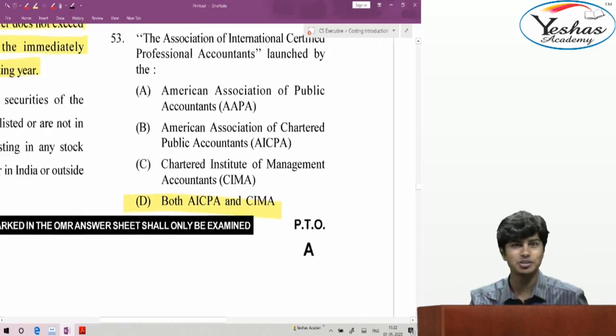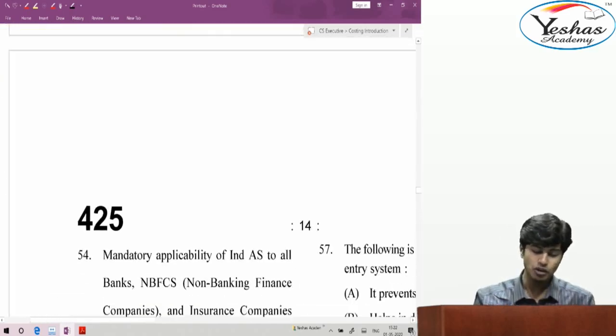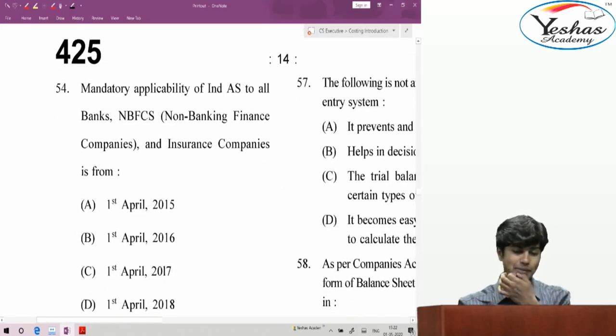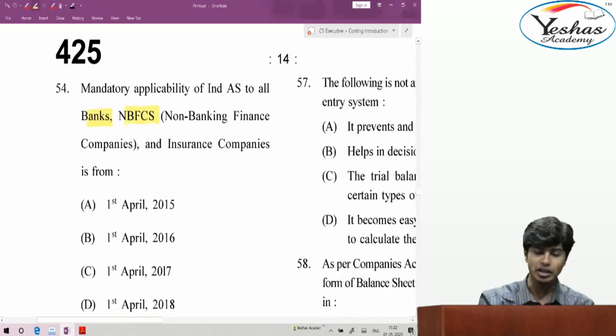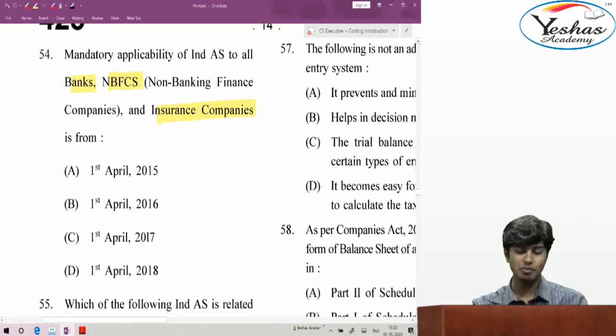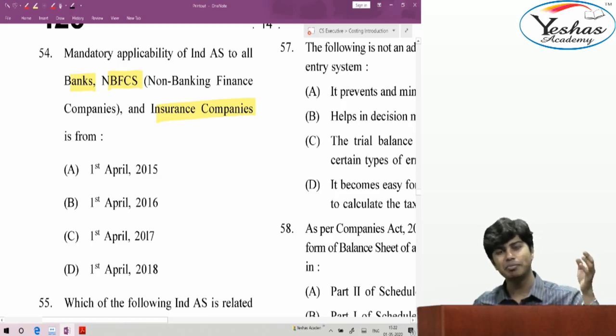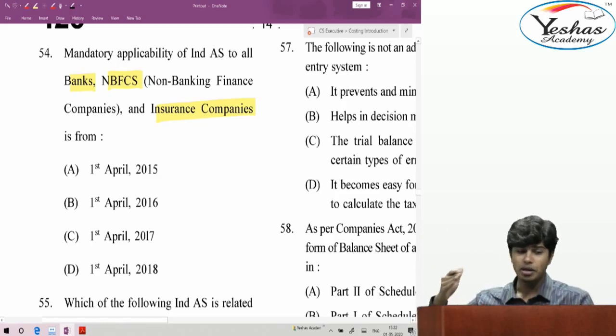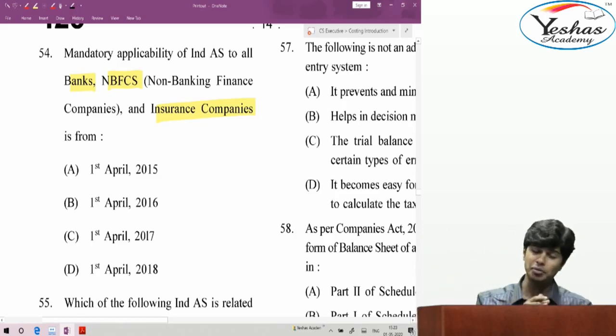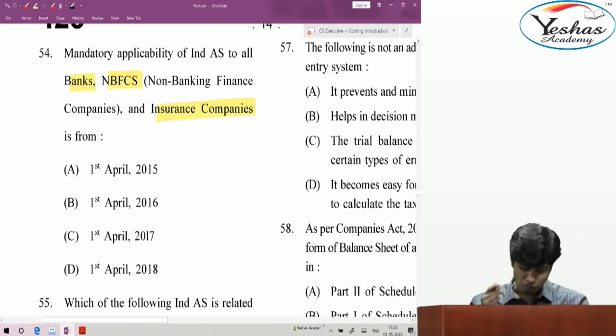Now come on, let's go to question number 54. Question 54 talks about mandatory applicability of Ind AS to banks, to NBFCs and to insurance companies. When is it from? This is a little debatable question because the usual applicability of Ind AS starts from 1st of April 2015, that is on a recommendatory basis, and then they start making it applicable to different sets of companies in a phased manner. But that applicability is not applicable to banks, NBFCs and insurance companies. For banks, NBFCs and insurance companies, the applicability is a little different.